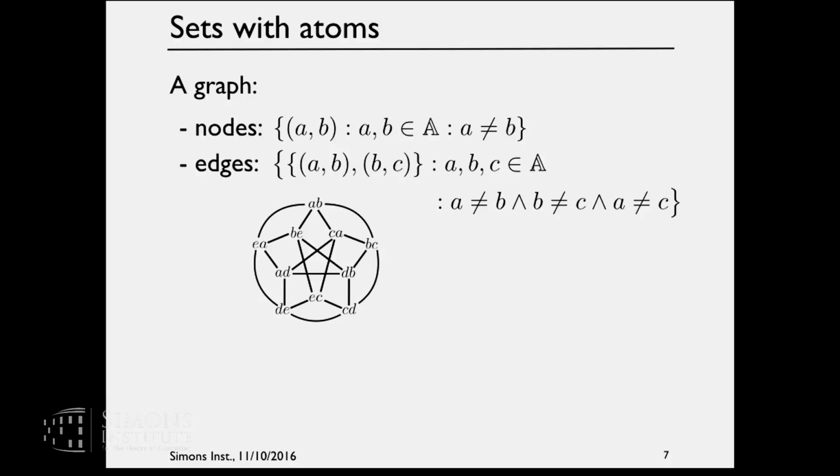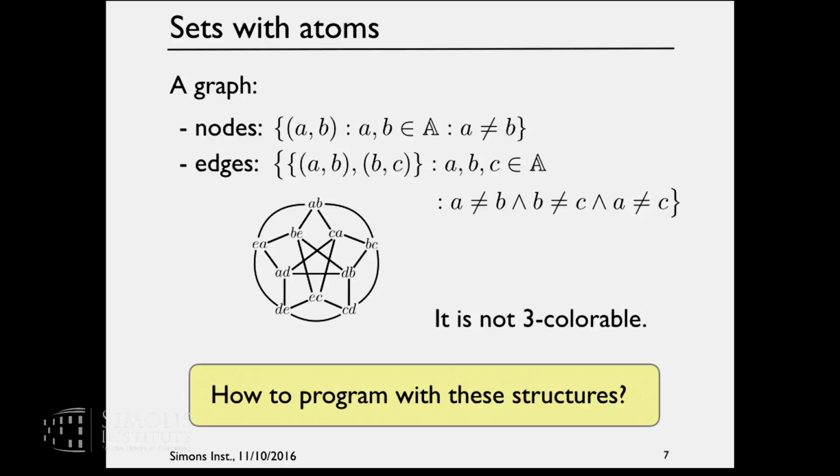We call it the satanic graph, because it is an infinite graph, and this is a finite portion of it. It is not three-colorable, as you saw yesterday. And you might want to ask whether such a graph given as input is three-colorable or not. Then the question is how to write programs, how to program with these sorts of structures. So this is what we do.